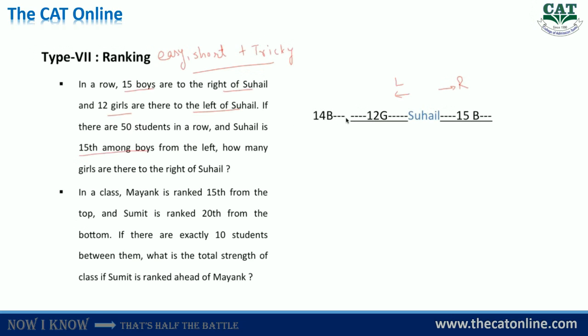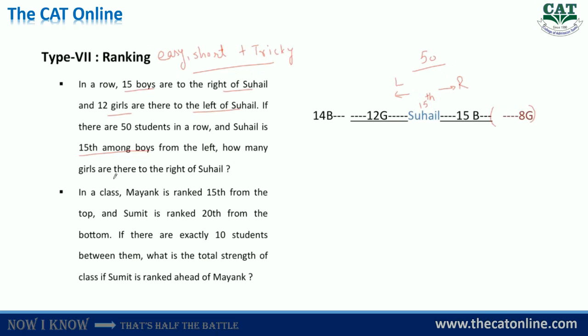So we'll have 14 boys, and Suhail is 15th among the boys. Okay. So if Suhail is 15th among the boys, it means 14 boys are towards the left of Suhail. So we need to make a total of 50 students. We have 14 boys, we have 12 girls, Suhail, and then 15 boys. Whatever are the remaining would be over here, which are girls. So just count over here. How many students are there? 14 plus 12, 26, plus 1, 27, plus 15, 42. So the remaining 8 girls would be there towards the right of Suhail.